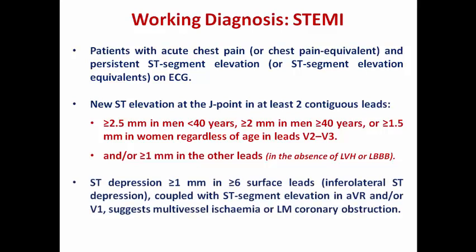Another form of ST elevation equivalent is the left main equivalent, which is ST depression more than or equal to 1 mm in 6 or more surface ECG leads, called infralateral ST depression, coupled with ST elevation in aVR and or V1. This suggests multivessel ischemia or left main coronary obstruction.